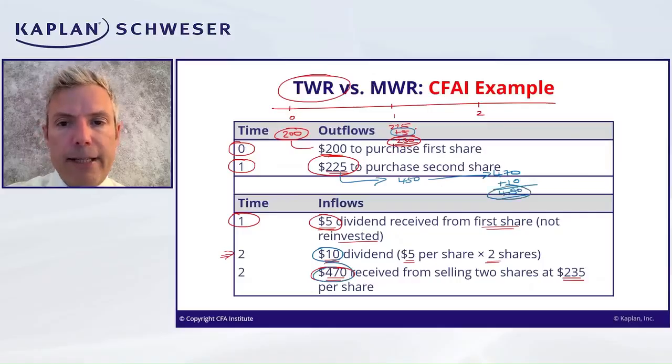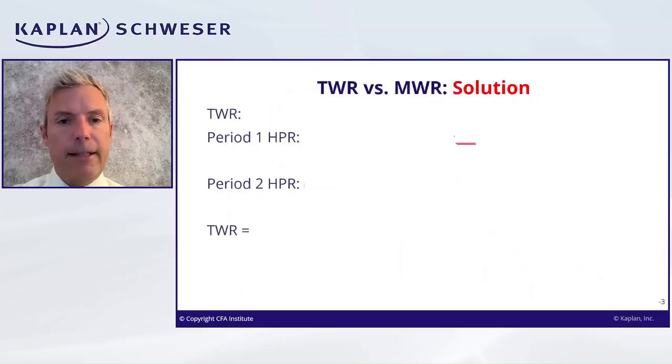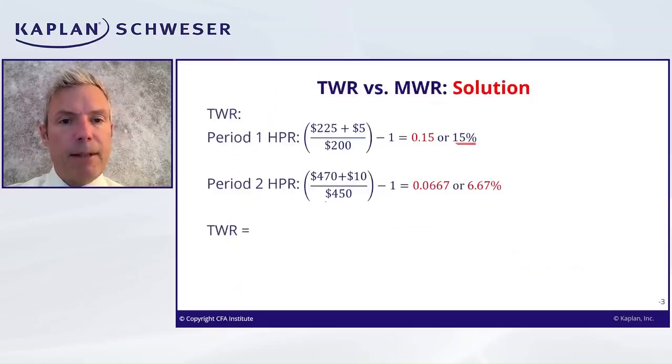So it's this 480 end value versus 450 start value which drives our second period's HPR. Okay, that's why we see 470 plus 10, that's 480 on the top here, end value relative to 450. Divide that through, subtract 1, and you'll get 6.67%.